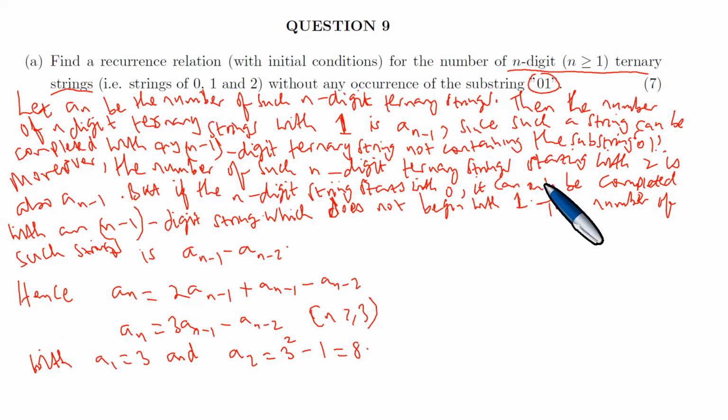Okay, but now we must remove, in the strings that start with 0, the 2-digit substring. So you subtract a_{n-2}. Why is this 2 here? Because it's 2 for those strings that start with 1 and the strings that start with 2. And then this case here is for the strings that start with 0. But from the strings that start with 0, you just remove the 0, 1 string.